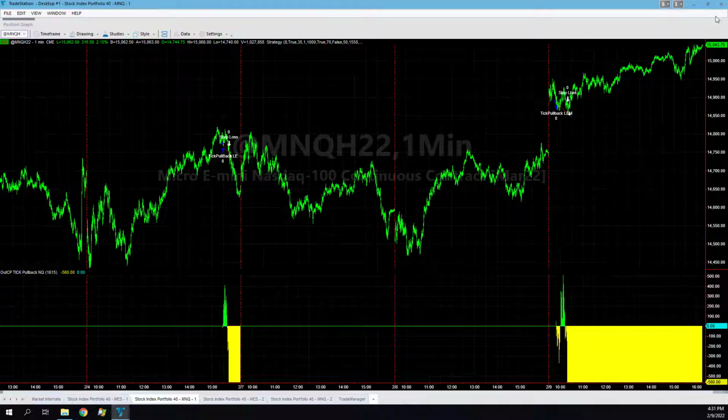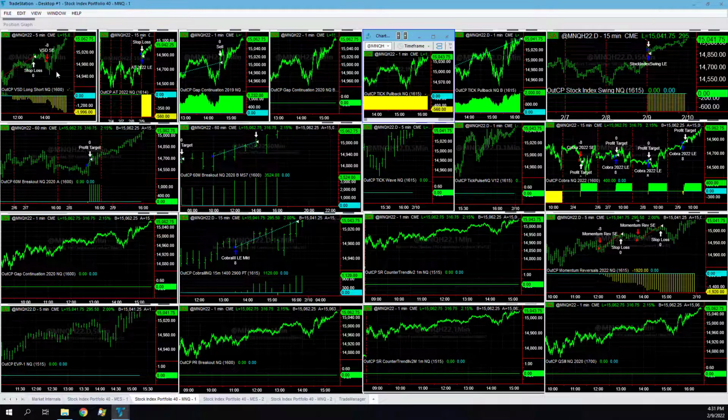And let's look at VSD. VSD was the one catching the reversals. Momentum reversal was down on the day. VSD hurt us today. I want to go over the volume someday indicator.